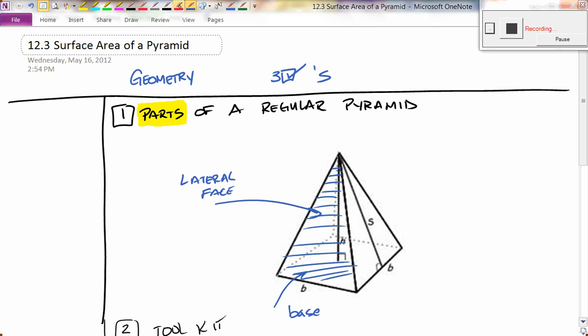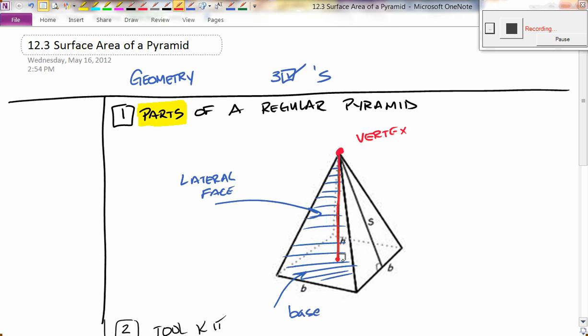The height of the pyramid is the height that extends from the very topmost point, which we call the vertex, all the way down to the center of the base. That's the height. It's actually what you'd think it would be, right? How tall the thing sits. So from the vertex all the way down to the center of the base.